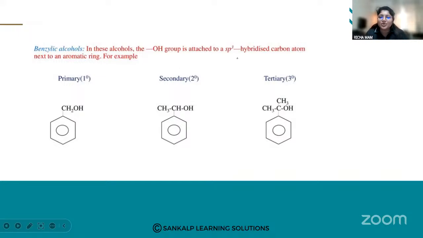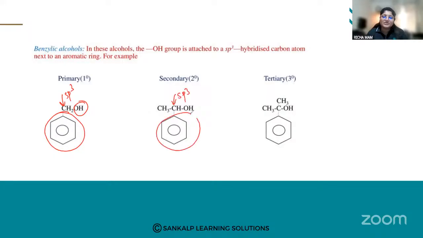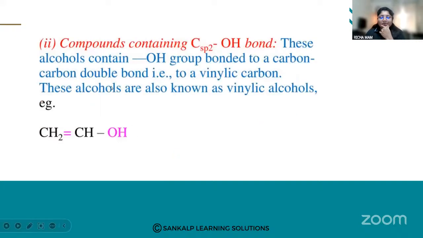Here the OH group is attached to the sp3 hybridized carbon atom which is next to an aromatic ring. So you can see the OH group is attached to an sp3 hybridized carbon atom which is next to an aromatic ring. So please remember the definitions of allylic alcohols and benzylic alcohols. Examples are also important.